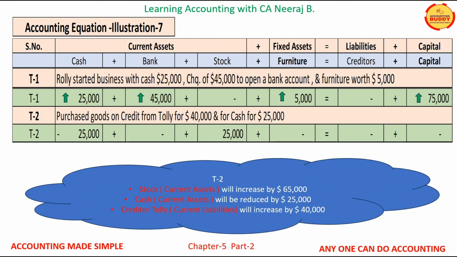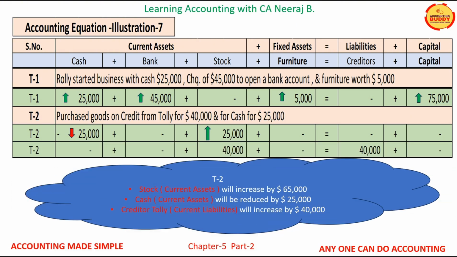For cash purchases, both stock and cash are assets. Therefore, cash purchases will affect only the left hand side of the accounting equation. Stock will increase by $25,000, and since the transaction is settled by cash, cash will be reduced by $25,000.